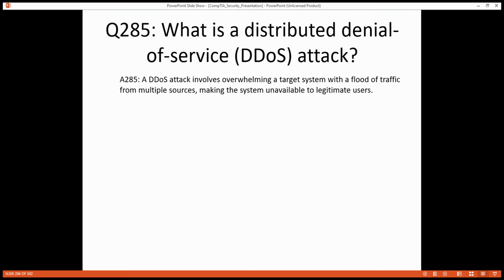Q285. What is a distributed denial of service (DDoS) attack? A285. A DDoS attack involves overwhelming a target system with a flood of traffic from multiple sources, making the system unavailable to legitimate users.